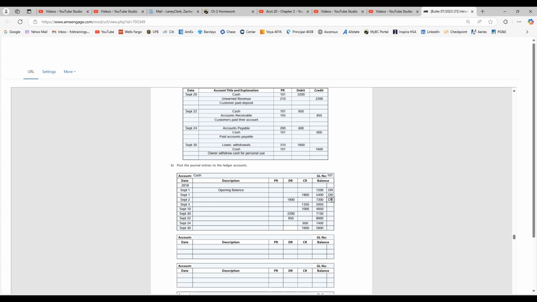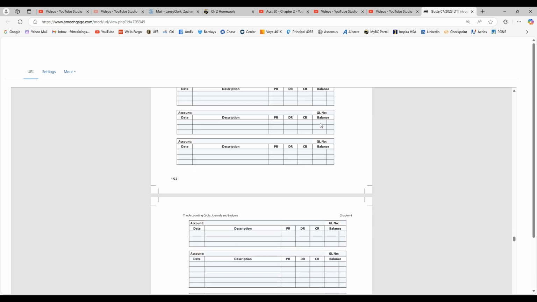And then each one of these will have ending debit balances. So this is the appropriate layout of the ledger for the cash account. And we have an ending balance at September 30 of 5,800.